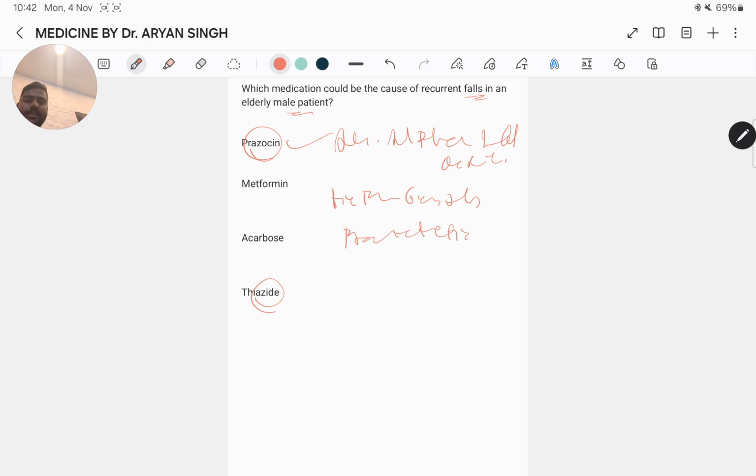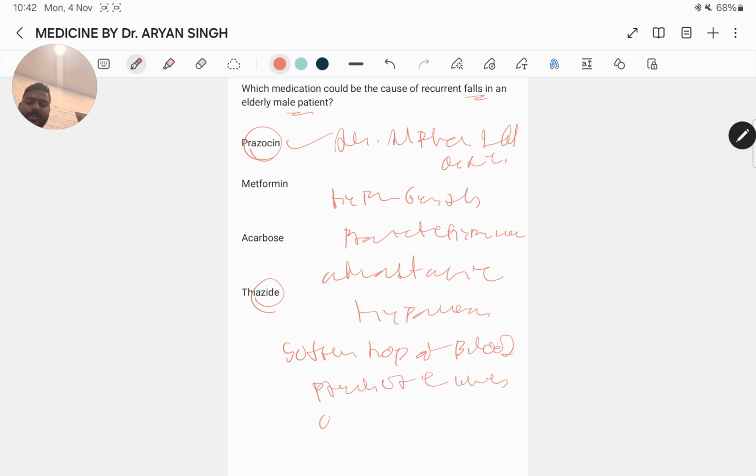However, one of the common side effects of prazosin is orthostatic hypotension, which can increase the risk of falls, especially in the elderly patient. Orthostatic hypotension refers to a sudden drop in blood pressure when a patient suddenly stands, leading to dizziness or lightheadedness and can result in falls.